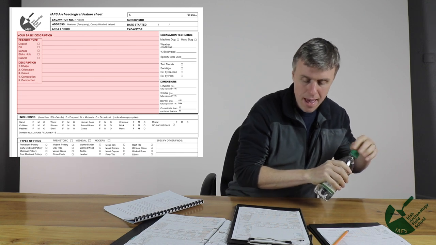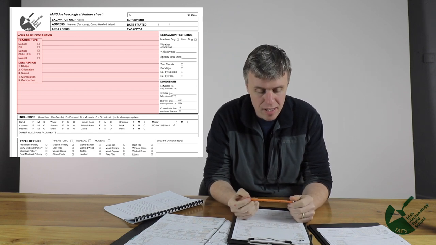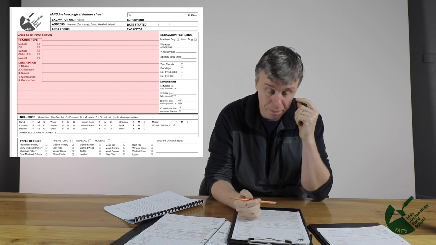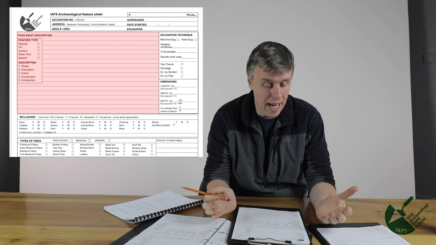Now, your description, you'll see that it asks for feature type. This is over towards the left-hand side. And this is again on the fill sheet. It's asking, is it a deposit? Is it a fill? Is it a surface? Is it a stakehole? Is it natural? The difference between a deposit and a fill is quite simple. It's whether it's contained in something.